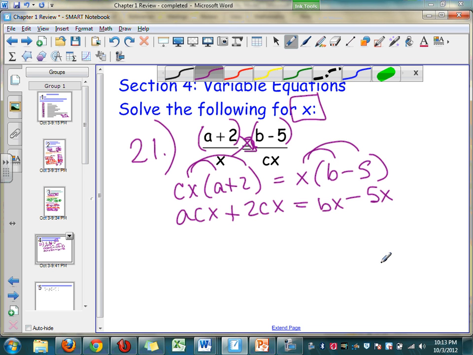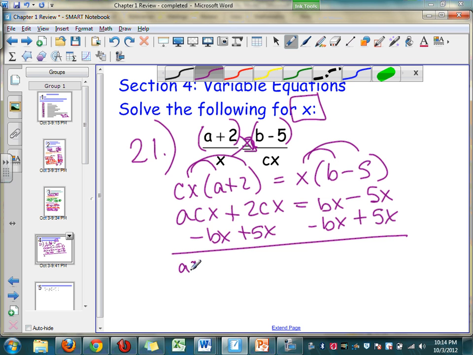Now, what we're going to do is bring everything over to the other side. And we are going to subtract bx and add 5x. So subtract bx and add 5x. This is an ugly problem already. Sorry about that. acx plus 2cx minus bx plus 5x is equal to 0.